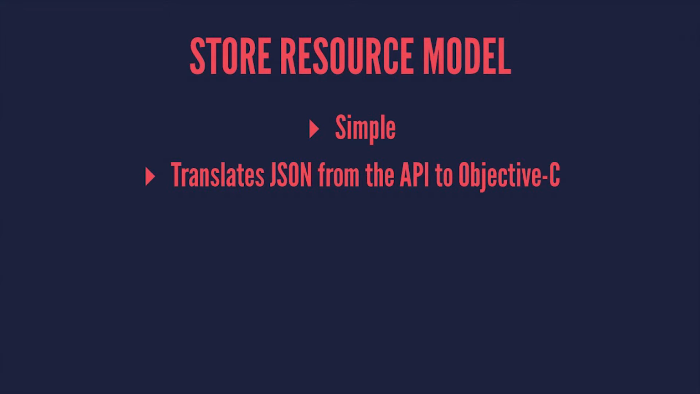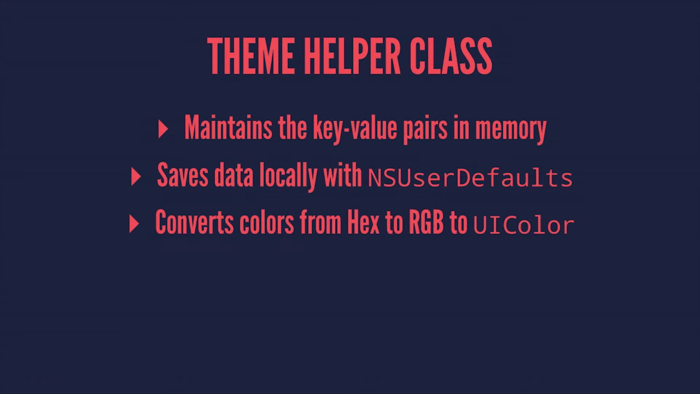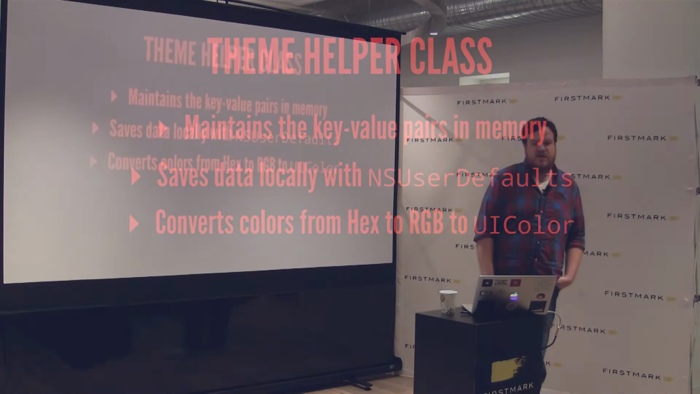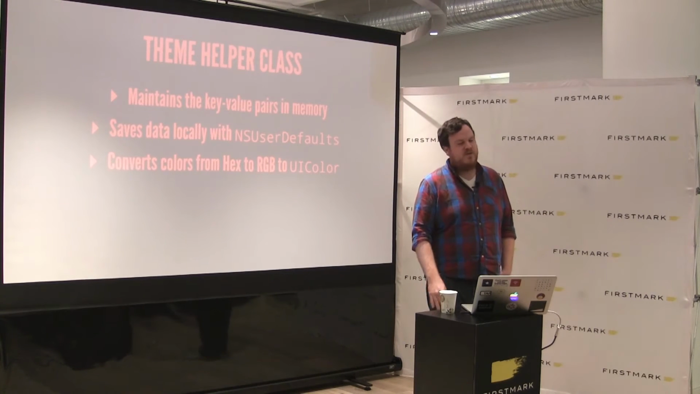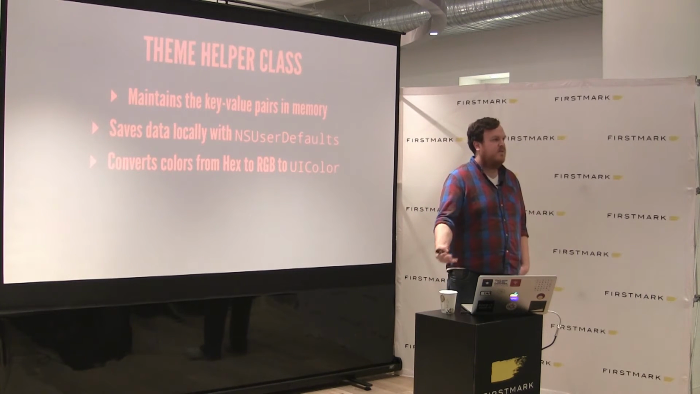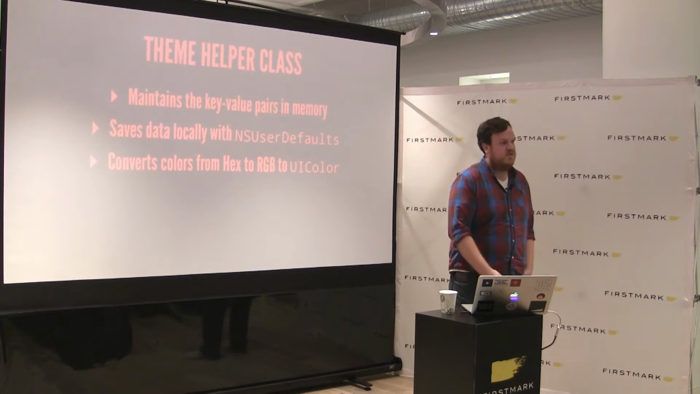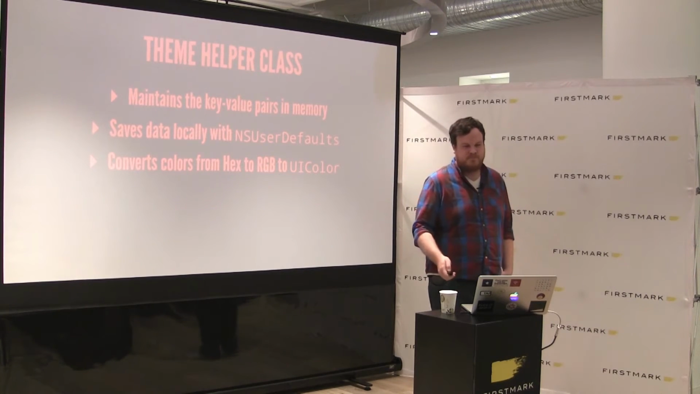The store resource model is very simple. All it does is translate JSON from the API to Objective-C so we can consume it. The theme helper class maintains a dictionary of key value pairs and saves the color value and image URLs locally in NSUserDefaults, which is just a simple lightweight key value store in iOS. It also handles converting hex to RGB that we can then build UIColor objects of and use across the SDK.